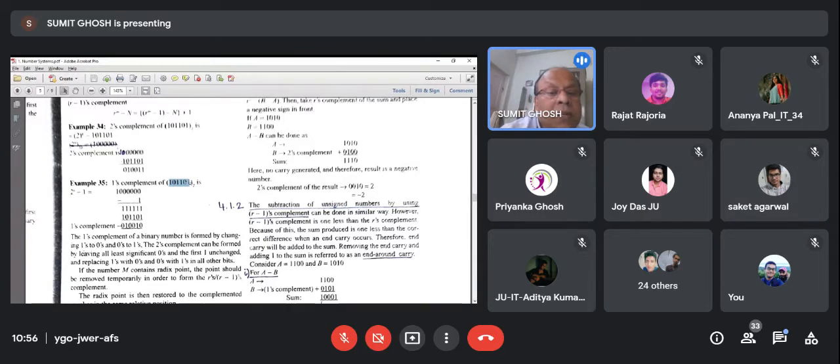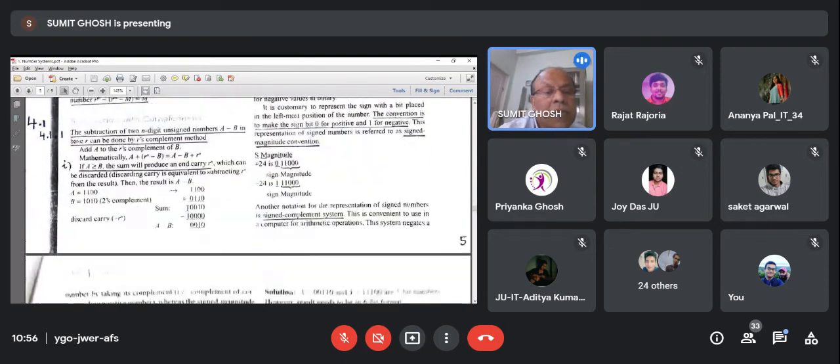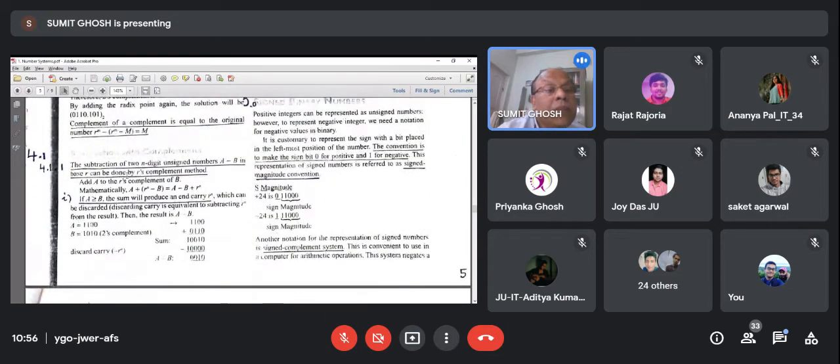I told you the logic. Start from the right, you encounter a 1, write the 1, then stop. And the remaining bits, just invert. Okay, clear? So this is very good. Now you have understood. Now some important things: subtraction with complement.